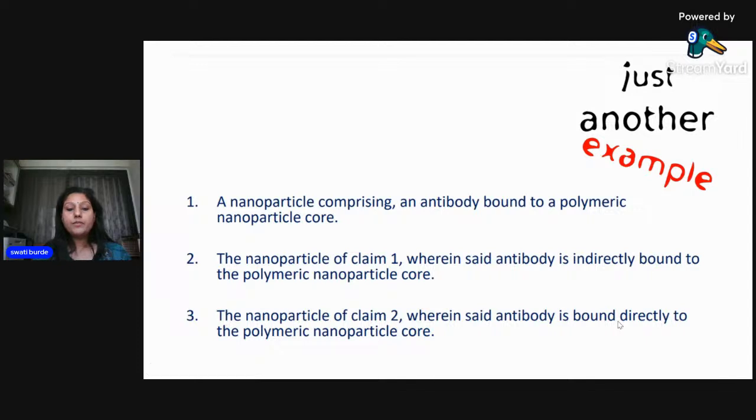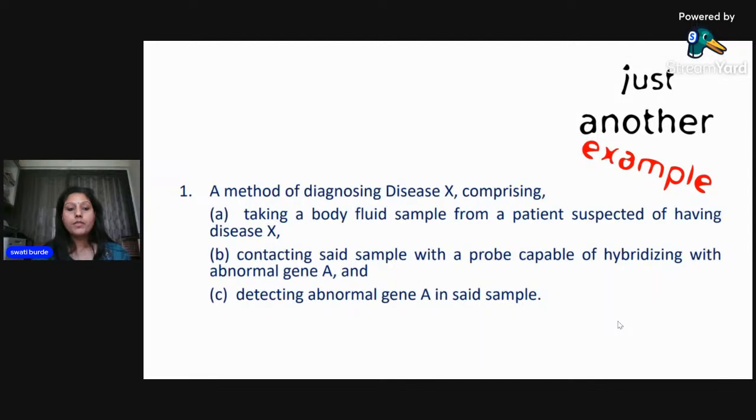So further we are narrowing down independent claims. This is again a method claim, a method of diagnosing disease X comprising. Now here you can see the steps. Taking a body fluid sample, contacting said sample with a probe, detecting abnormal genes. So here it is the steps which are being followed. So this method has to be novel. There should be novel steps. Then only you will get a grant for the method.